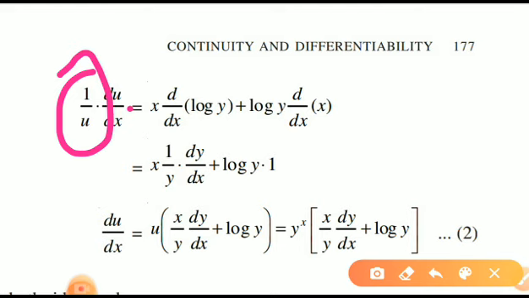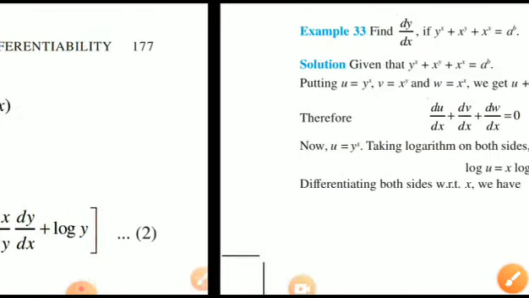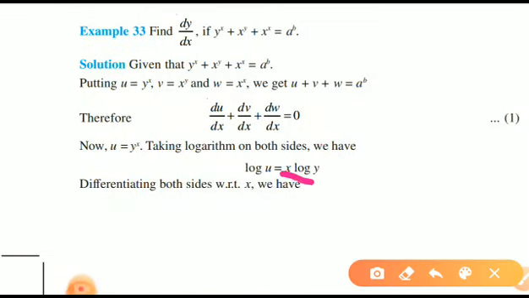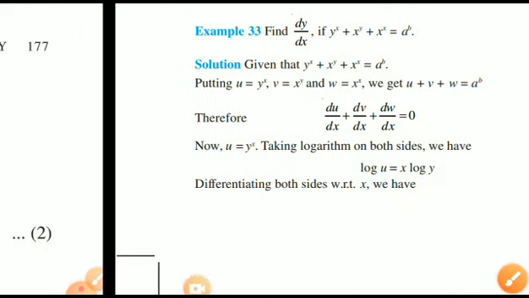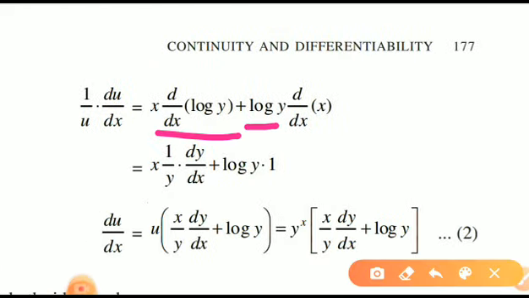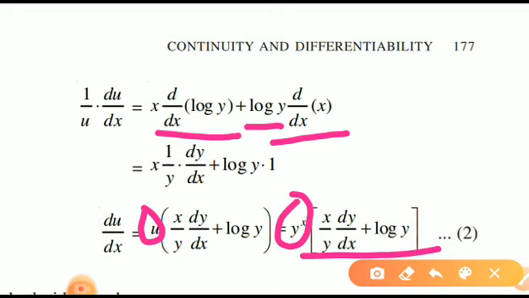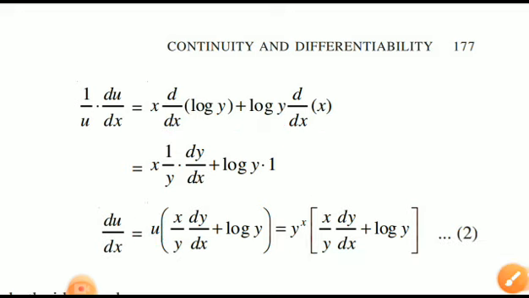This is equal to the derivative of x into log y. So I have to make use of your product rule: first into derivative of second plus second into derivative of first. So I'll be getting x into 1 by y dy by dx plus log y into 1. And I'll be having du by dx as this. Instead of u, substitute the value as y raised to x. Is that clear? Okay.